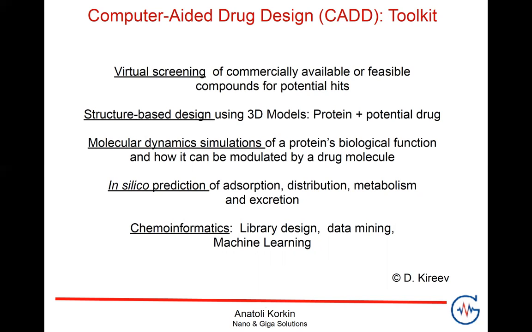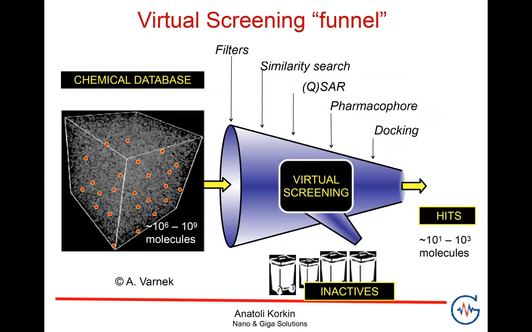Also in this case, for screening and for correlation, a lot of data are used aside, such as absorption, distribution in the body, and the metabolism. Based on all of this information, they design the library, and data mining and machine learning help with designing the drugs. So this slide, again from my colleague Alexander Varnek, shows what is called a virtual screening funnel.